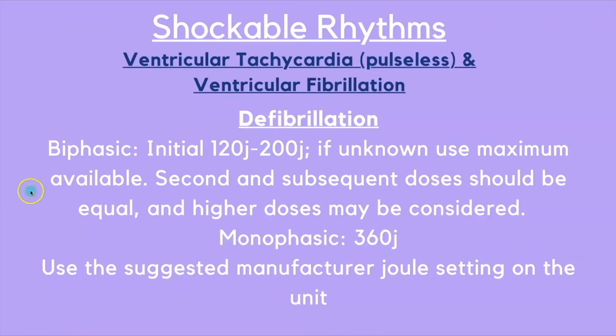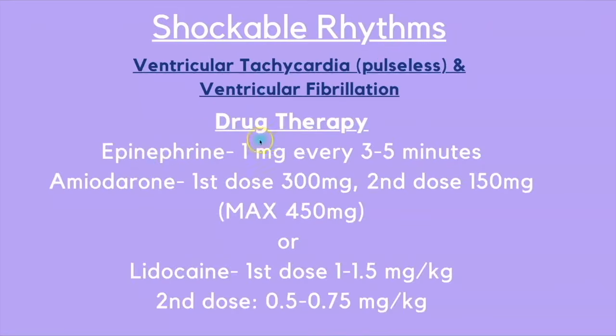With the 2020 updates, a lot of times what they're saying now is we're going to refer to manufacturer settings versus them actually testing you on the joules that should be delivered. Drug therapy for shockable rhythms, epi. We're going to do epinephrine 1 milligram every 3 to 5 minutes. Amiodarone, first dose is 300 milligrams, second dose is 150 milligrams with a max of 450, or lidocaine, first dose 1 to 1.5 milligrams per kilogram, second dose 0.5 to 0.75 milligrams per kilogram.